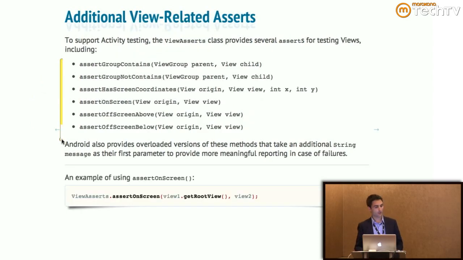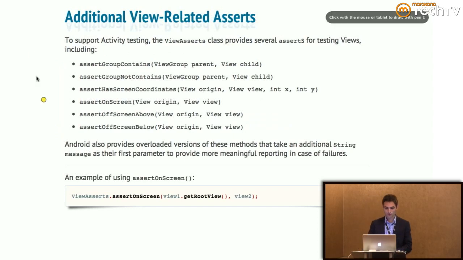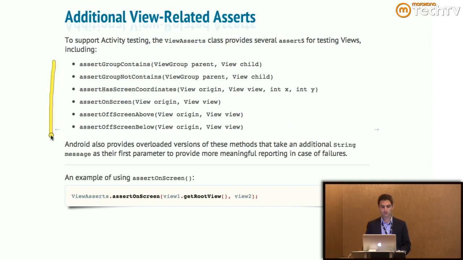In addition to that, Android adds a whole bunch of new asserts. And these are things that are not generic to just any other Java application. So that's why we have things like, does the group contain something? Is something on the screen? Is it visible on the screen? Is it off screen above? Or is it off screen below? So these are things that are specific to Android views. You want to, for example, verify that the button is visible or is not visible, that sort of thing.